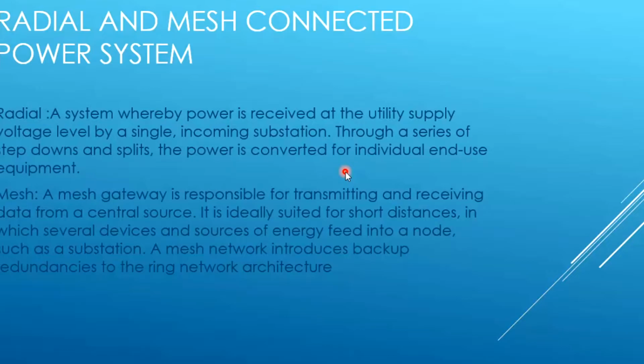It's a gateway responsible for transmitting and receiving data from a central source. That is, it is ideally suited for short distances in an area in which several devices and sources of energy feed into a node, such as a substation. A mesh network introduces backup redundancies to the ring network architecture type of system. So in an area, we use this mesh connected type of power system. If one of the generators or one of the transformers, or anything fails, then we can use the other, and we can feed the load.